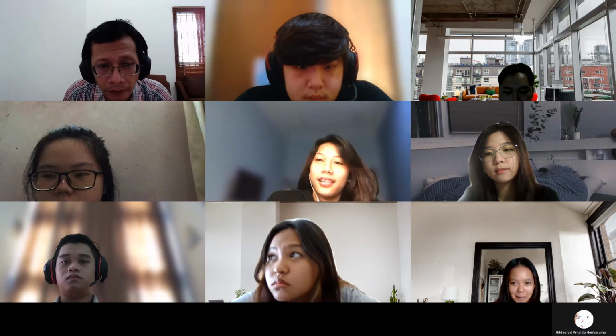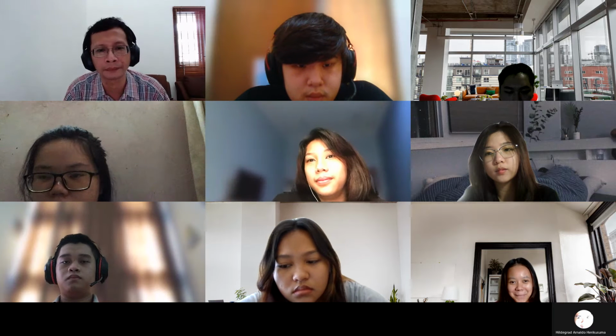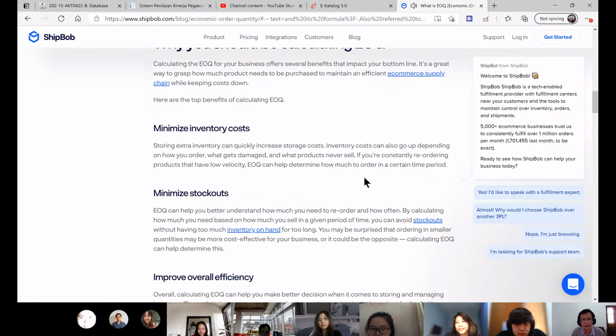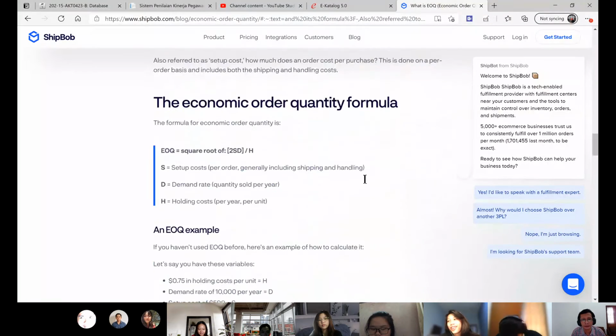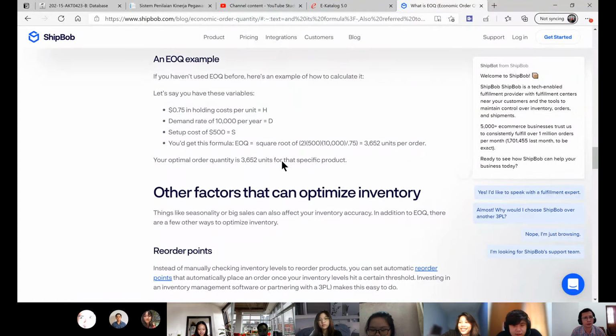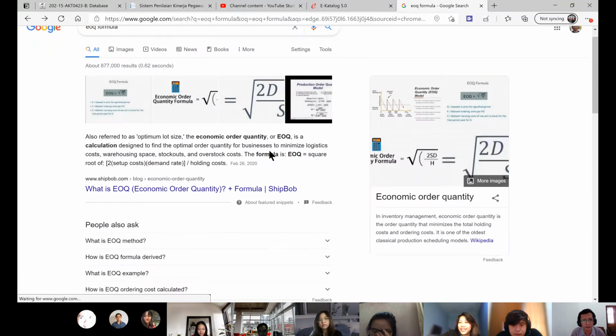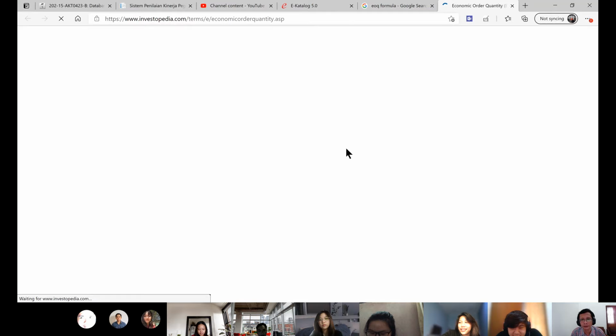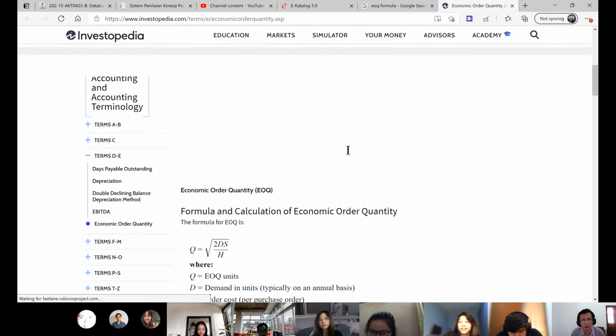Okay, let me share this one. Okay. So this is, oh no, this is not a good one, let me see, try to find. So this is the formula for economic order quantity.